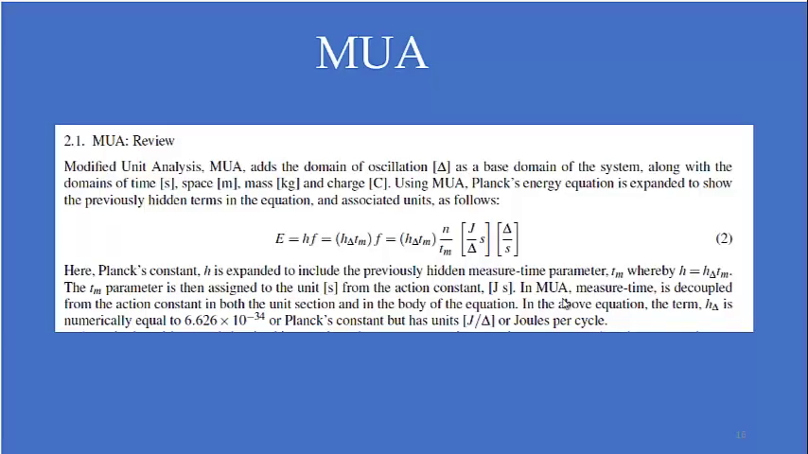Okay, in MUA, measure time is decoupled, so that's what I'm doing. I'm decoupling from the action constant. I'm decoupling this time parameter, both in the unit section and in the body of the equation. So I'm pulling this time parameter out of Planck's constant, which is already there. I'm not making it up, it's there, and putting it into the equation. In the above equation, the term H triangle is numerically equal to 6.626 times 10 to the minus 34, or Planck's constant, but has units joule per cycle.